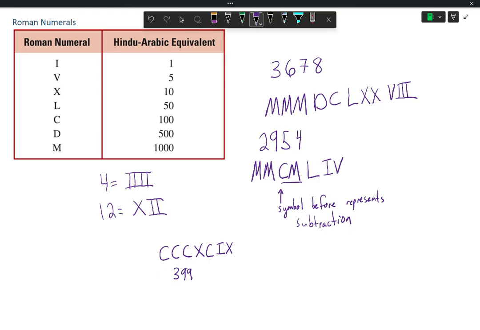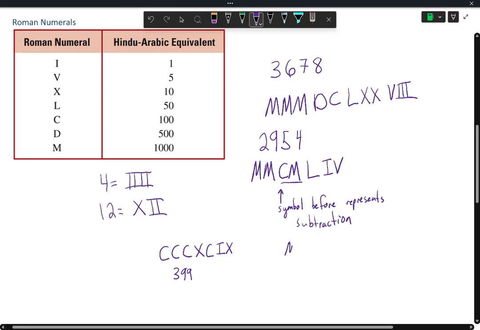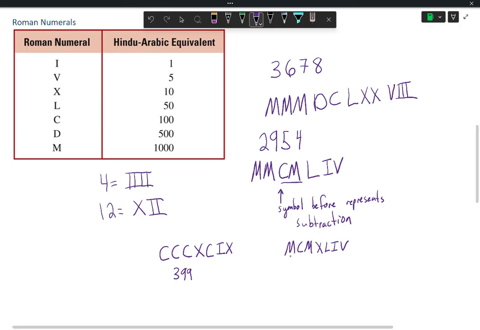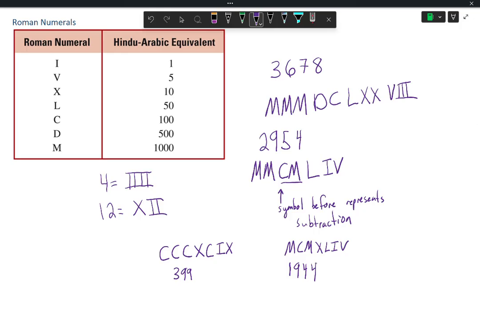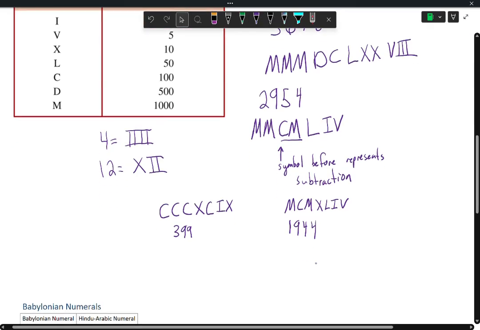Let's see, what if I do M, C, M, XL, IV. Notice I have a lot of things in front of other symbols. So this would be 1,000. CM is 900. XL is 10 before 50. So that's 40. And 1 before 5 is 4. So that's an important thing to remember. This is a mostly tally system with some subtractive notation to make things interesting.